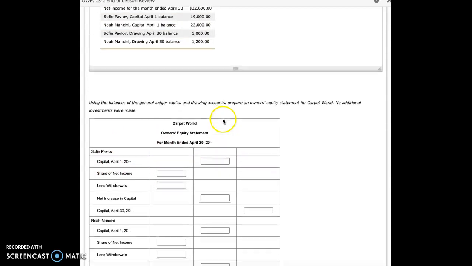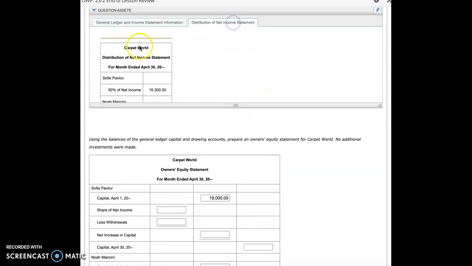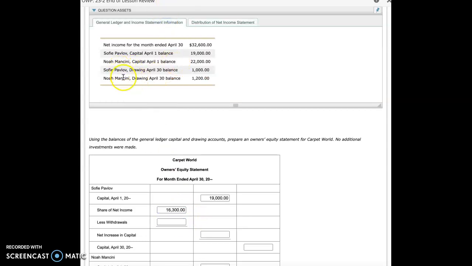So we're starting with Sophie. So her capital as of April 1st, they tell us, was 19,000. Then her share of the net income was what we just calculated. So that is 16,300. And withdrawals for Sophie was $1,000. And so here we're going to take 16,300 minus the 1,000 to get our net increase. So that will be 15,300.